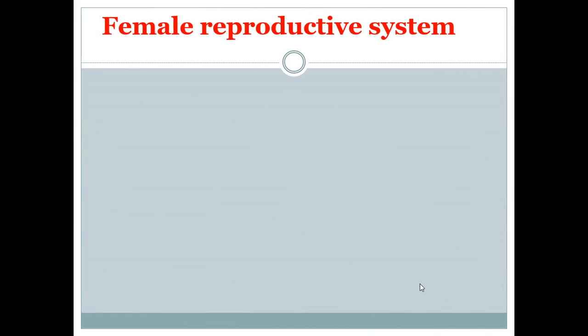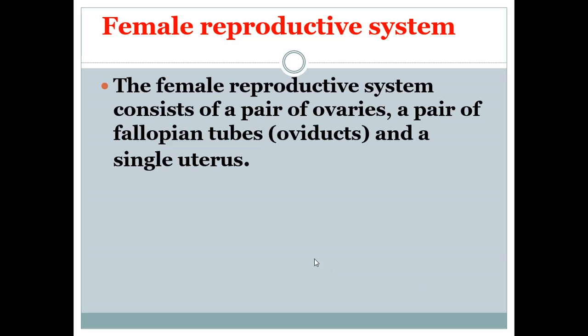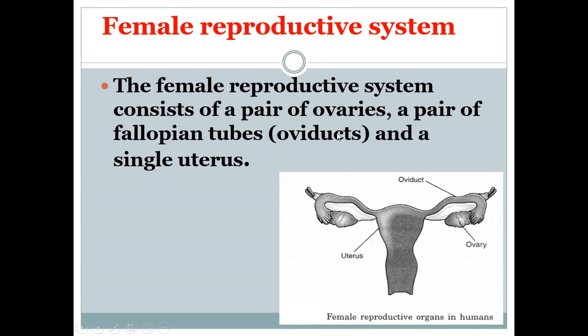Now let's see the female reproductive system. The female reproductive system consists of a pair of ovaries, a pair of fallopian tubes, which are also called oviducts, and a single uterus. You can see here the structure of the female reproductive organs in humans. Here we can see the pair of ovaries, the left and right ovary on both sides, and there is the oviduct. The oviduct is also known as the fallopian tube.